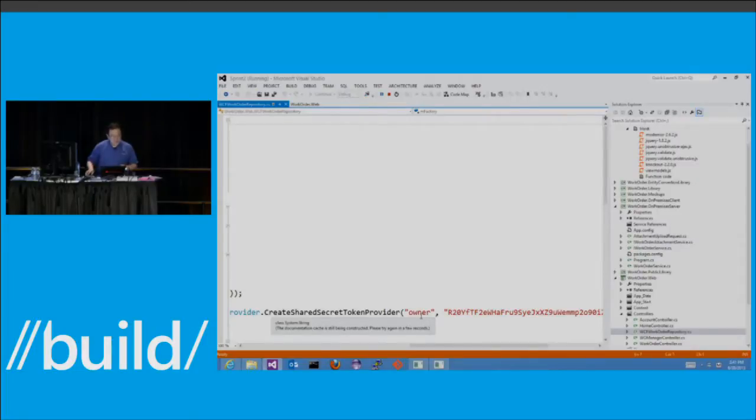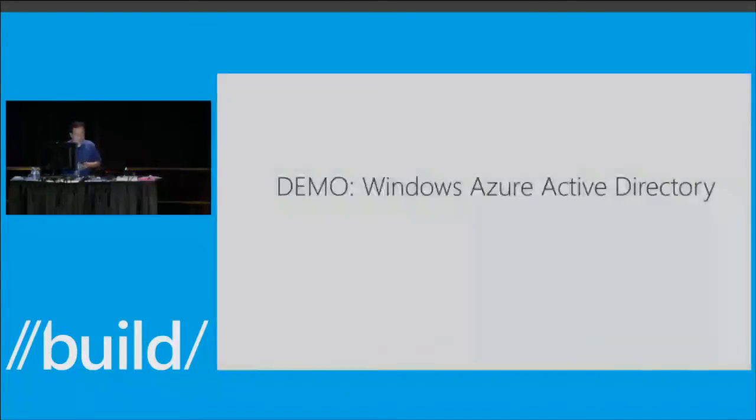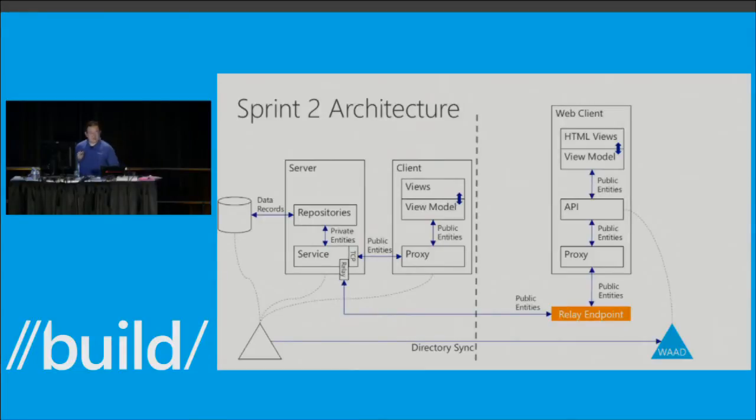So that's the Windows Azure Active Directory, and because I have two machines, I can just switch back. And let's just recap what we've done on Sprint 2. On Sprint 2, we added Windows Azure Active Directory to secure our website. We'd like to carry through our security context, but we haven't done that yet. But now we have a problem. The problem comes right now.